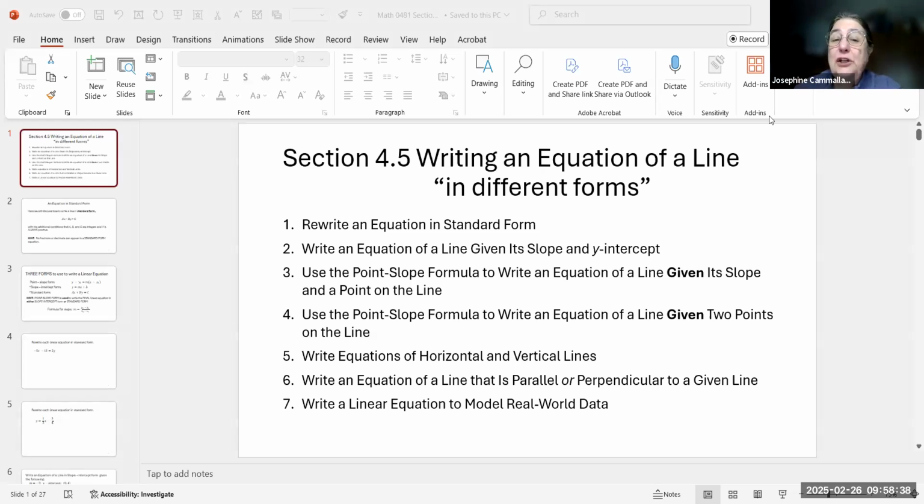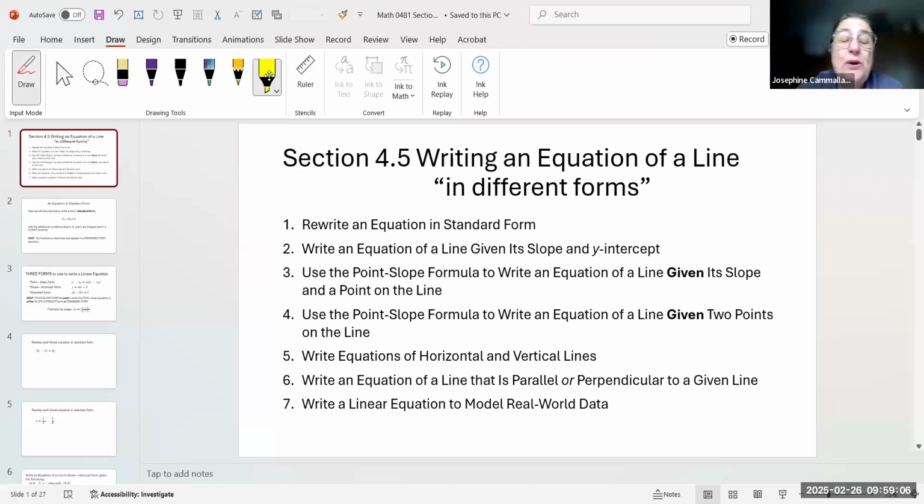Welcome to section 4.5, and we are going to continue with chapter 4. Now, this is asking you to write an equation of a line, but there's a little catch here. This is going to have you write an equation in different forms, and recognizing what each form is going to become most important. We began chapter 4 by talking about standard form.